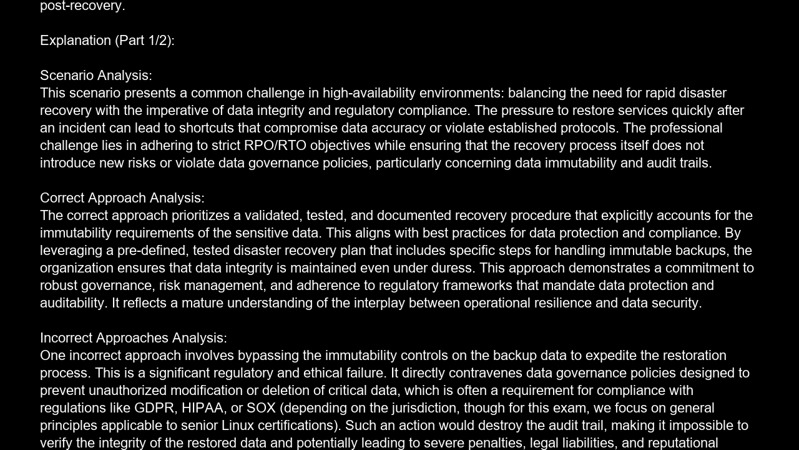Correct approach analysis. The correct approach prioritizes a validated, tested, and documented recovery procedure that explicitly accounts for the immutability requirements of the sensitive data. This aligns with best practices for data protection and compliance.